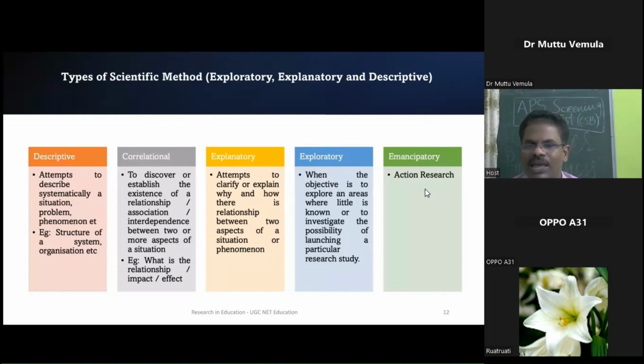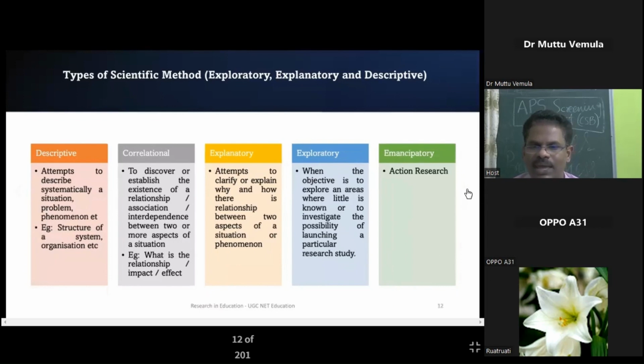Then finally, emancipatory is action research. Any of these 4 types, if you are applying in your classroom situation, in your day-to-day life, in your educational administration, that becomes emancipatory. By the way, as per our exam syllabus, it is exploratory, explanatory, and descriptive. 3 are given. So try to understand these 3 better. But anyway, some options may be given. So therefore, to have an idea about all these 5 will be an advantage. All right. Okay.